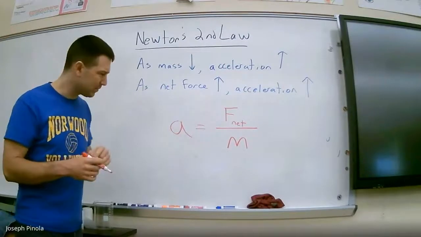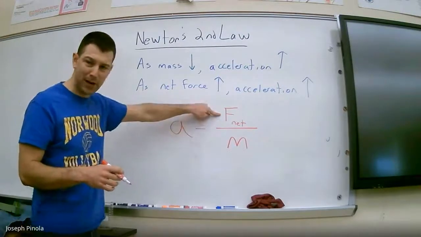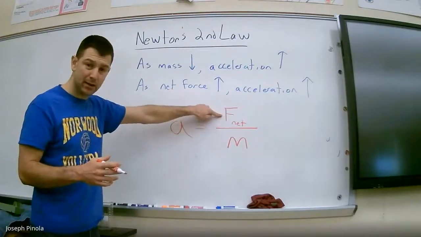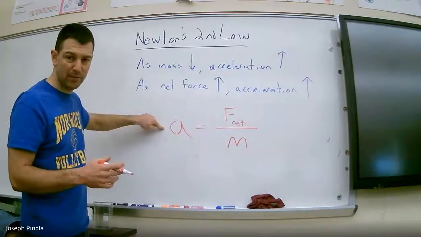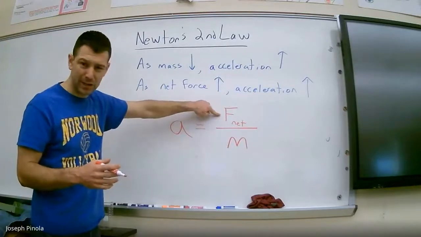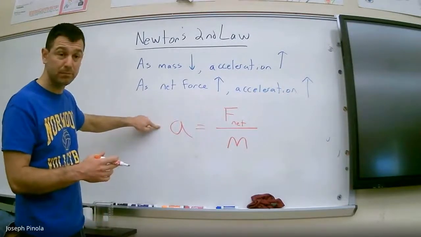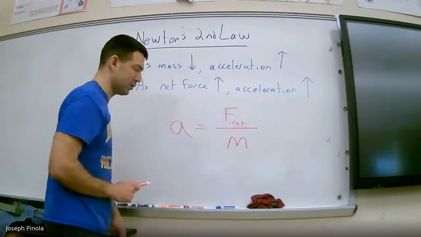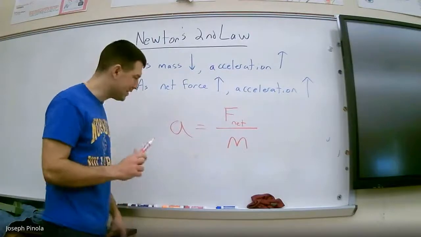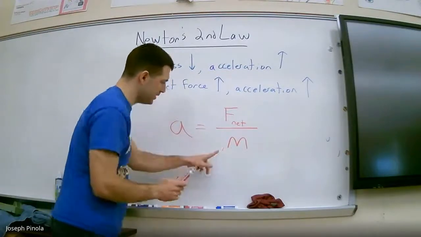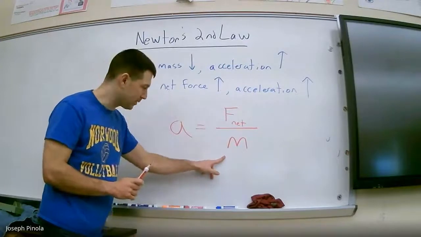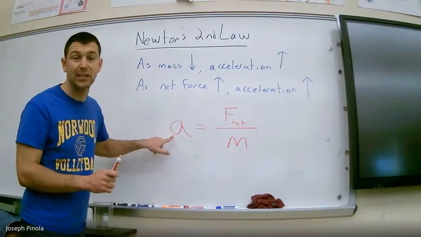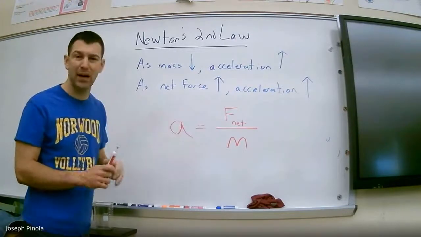The reason being, if we have net force on the top of the fraction, then it holds true that as the net force gets bigger, the acceleration gets bigger. Because as the top of any fraction gets bigger, the number gets bigger. And on the bottom, as the mass gets lower, the acceleration goes up. So it would make sense again that in the bottom, or the denominator of our fraction, if this number gets bigger, then the acceleration, or the result, actually gets smaller because you're dividing by a larger number.